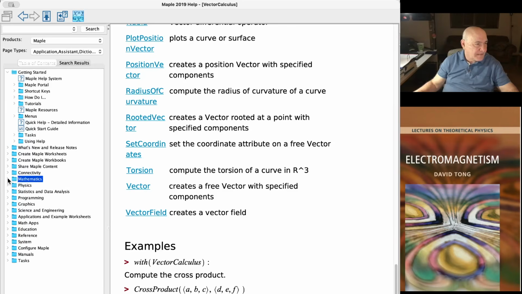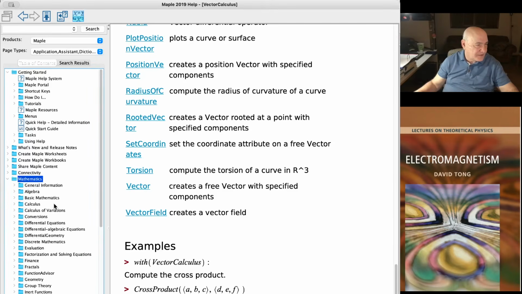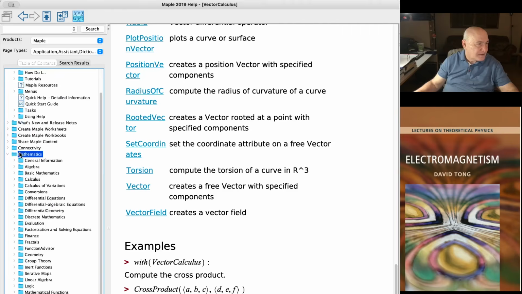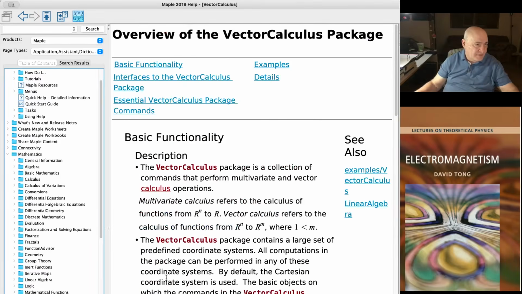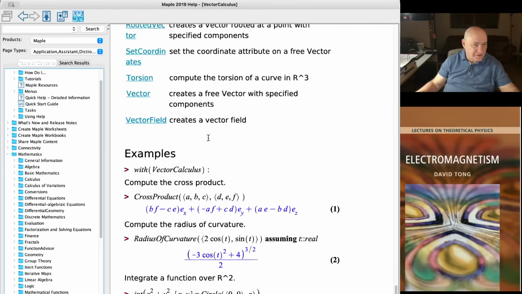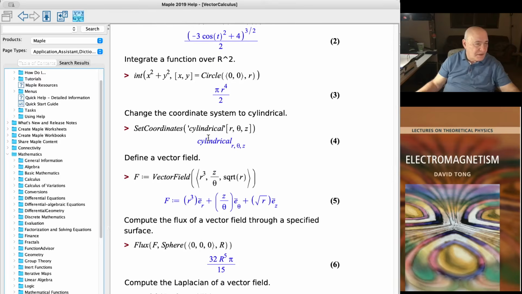Here I just want to go to mathematics. Sometimes I want to go to physics. There's a lot of things I can do in physics. And then I just go down here to vector calculus, and I just look at the overview. This will have an overview of the vector calculus problem. It will list all the commands and things, and then it will give you some examples. So for instance, here I see flux, sphere, and so on. I don't remember all the syntax, but I'm going to look at flux.